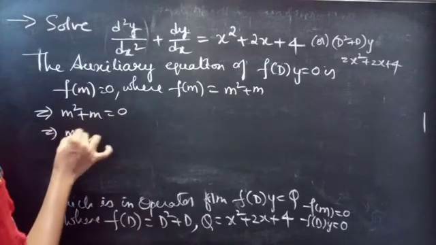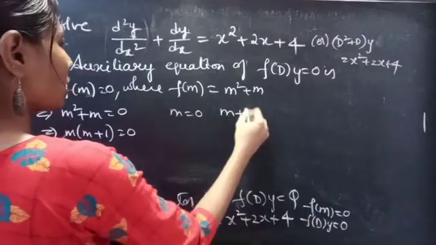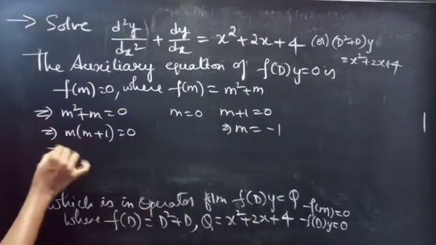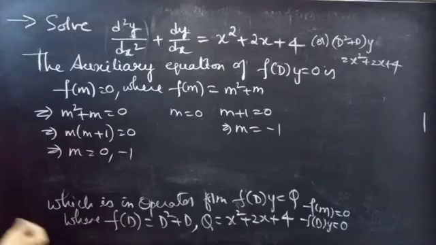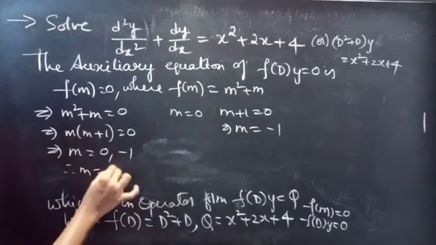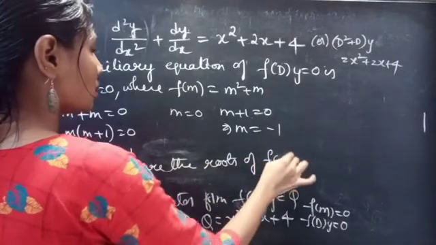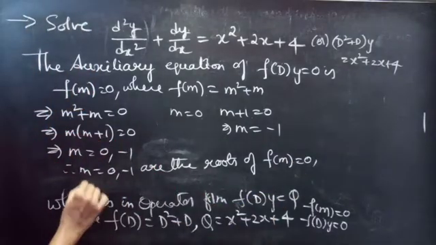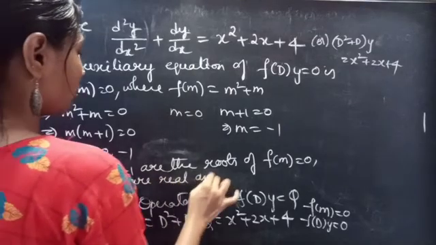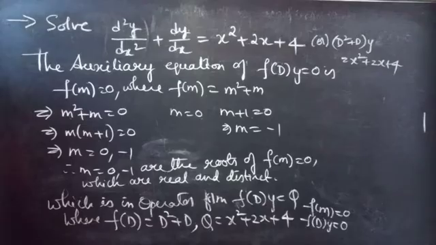Now take m common from the two terms, we'll get m times m plus 1 equals to 0. Now equate each factor to 0, then we'll get m equals to 0 and m plus 1 equals to 0. So here m equals to 0 is one root, and from m plus 1 equals to 0, we'll get m equals to minus 1, right? Therefore m equals to 0, minus 1 are the roots of our auxiliary equation, which are real and distinct, right?